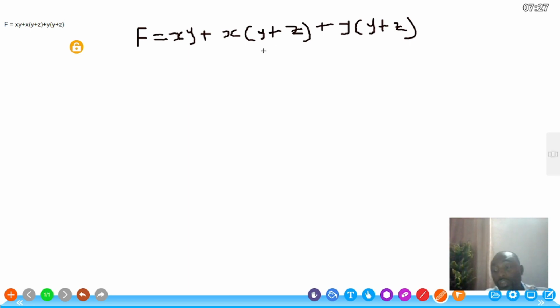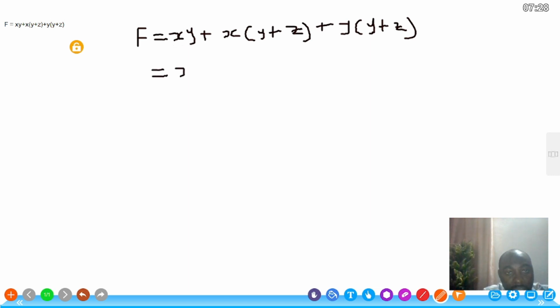So what you need to do is first you will need to open the bracket, right? Expand those that have brackets first, and after the expansion of the bracket, try to see which of the Boolean identities applies in an attempt to reduce the number of literals or variables as far as the given expression is concerned, right? So let's see how that can be done.